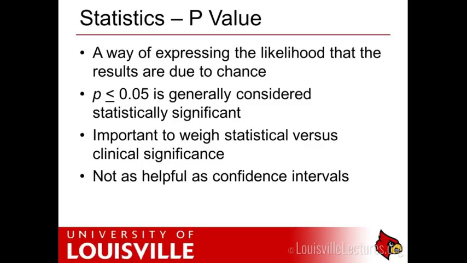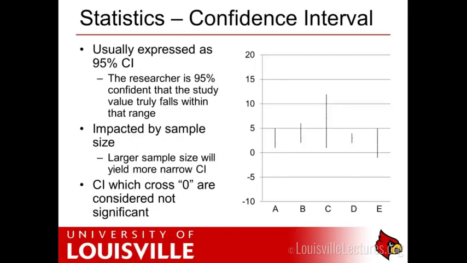And then some people find that it's not as helpful as confidence intervals. So confidence intervals are usually expressed as a 95% confidence interval. That's basically saying that the person doing the study is 95% confident that the value that they got is included in a specific range of values.